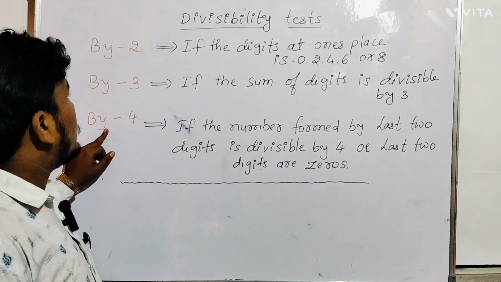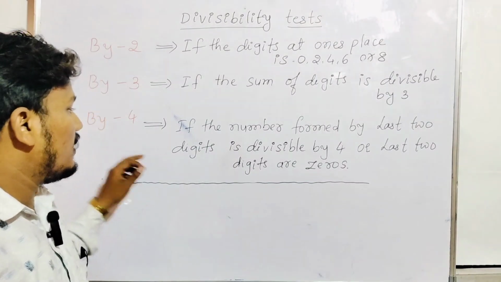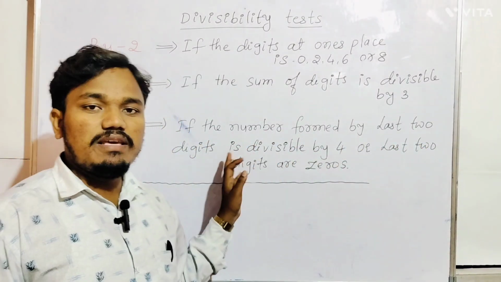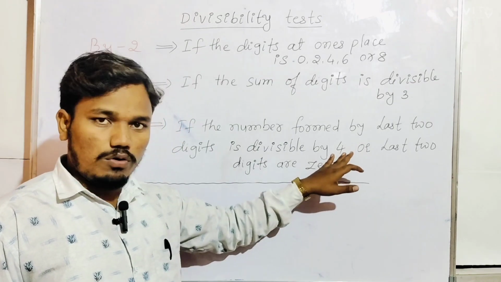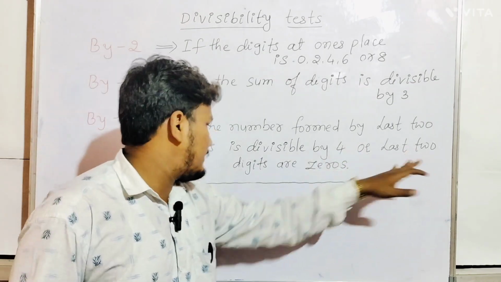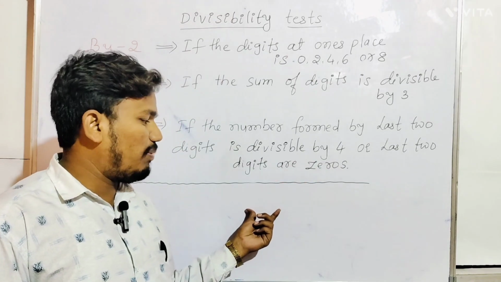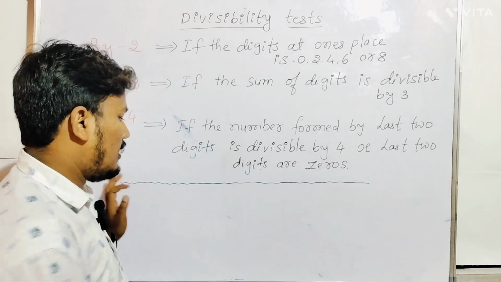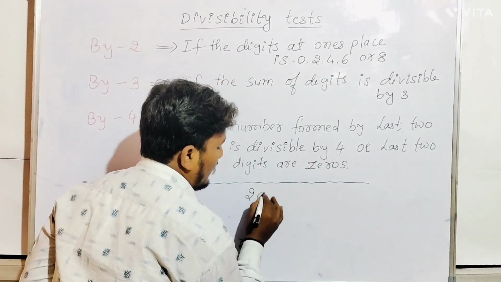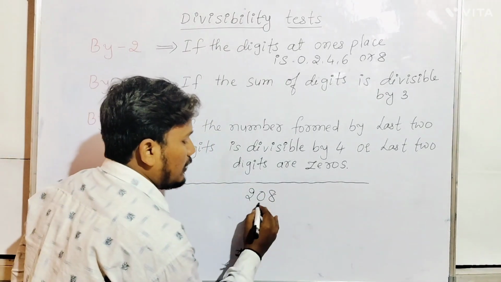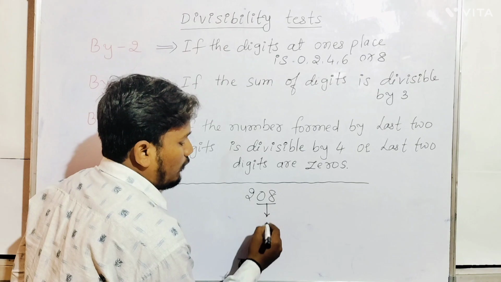Let's check it out. Divisibility rule by 4. If the number formed by the last 2 digits is divisible by 4, or the last 2 digits are zeros. For example, take an example of 208. Okay, so now the last 2 digits are 0 and 8. 0 and 8 forms 8, right?